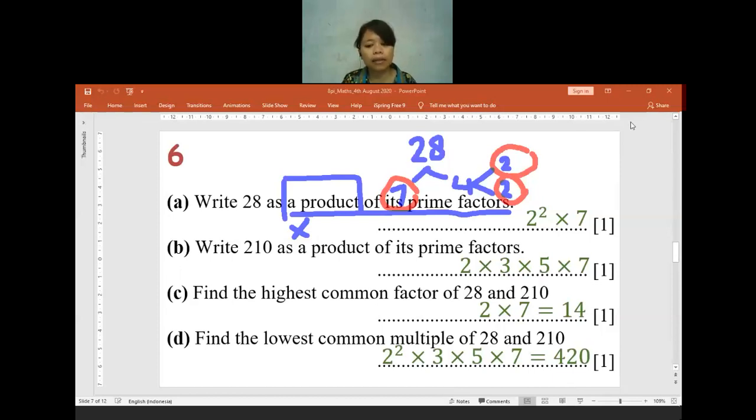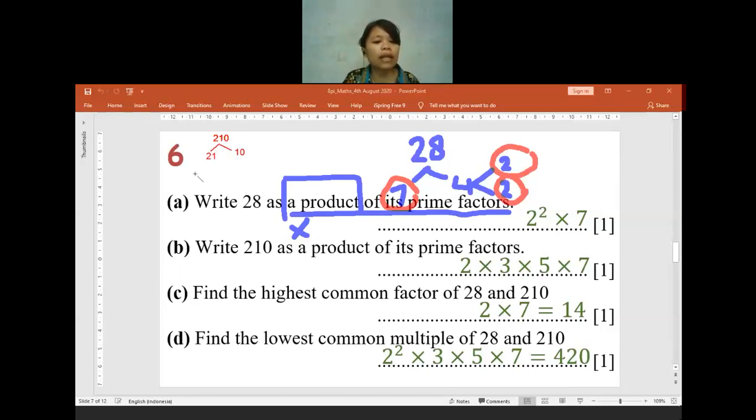Write 210 as a product of its prime factors. Because it is a product of its prime factors, we need to do the same thing. We need to make a factor tree again of 210. Let me write with a small handwriting. So 210 we can break down into 21 times 10, and then 21 we can break down into 3 times 7, and then the number 10 we can break down into 2 times 5.